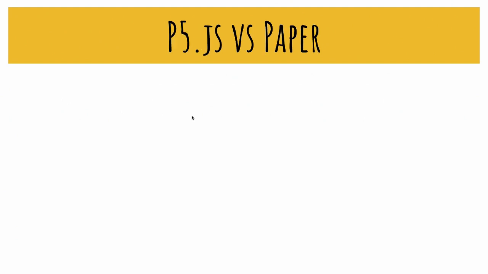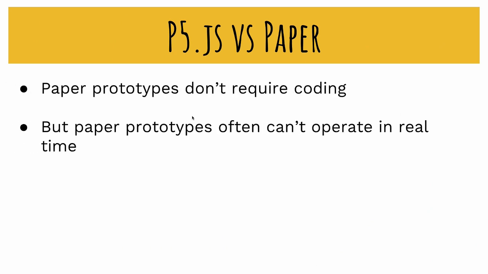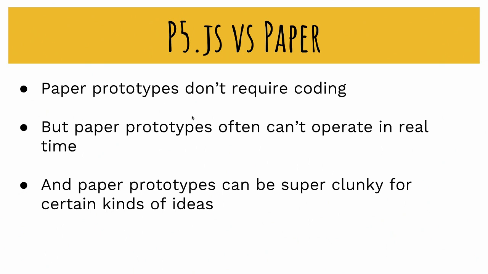All right. So p5.js versus paper. Paper prototypes don't require coding, so that's nice. But paper prototypes often can't operate in real time, right? There's certain kinds of game ideas, and I had one such idea where timing was part of the thing, or the speed at which the thing happened was part of the game, and it was really hard to paper prototype that kind of idea because you just couldn't capture that. You couldn't capture the feel of the speed or the franticness of the play or whatever you were after. Paper prototypes can be super clunky for certain kinds of ideas.